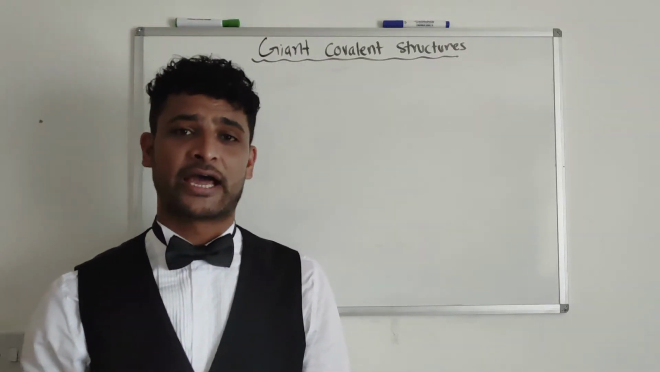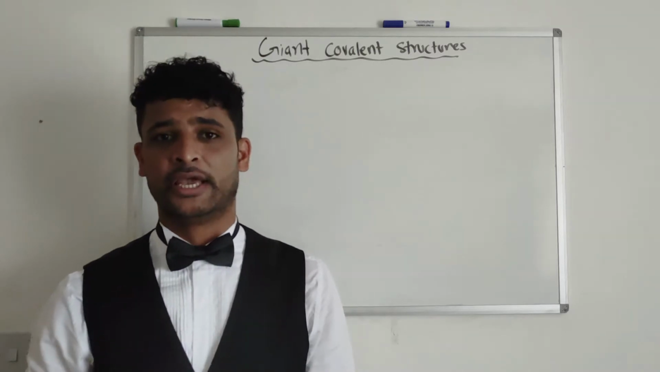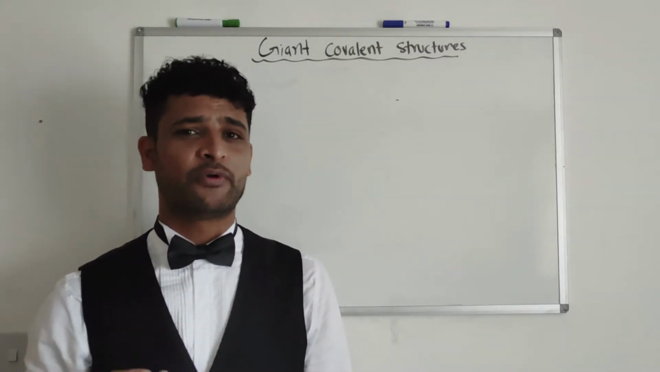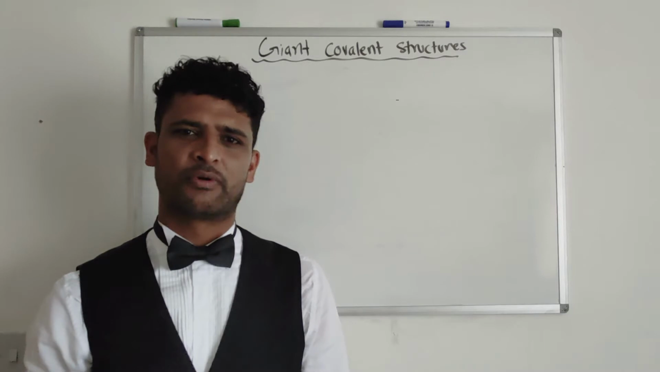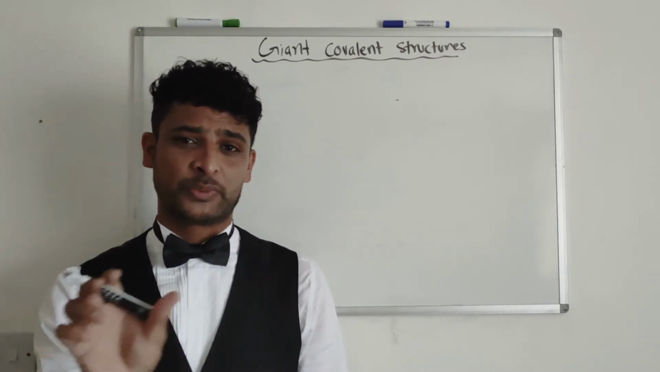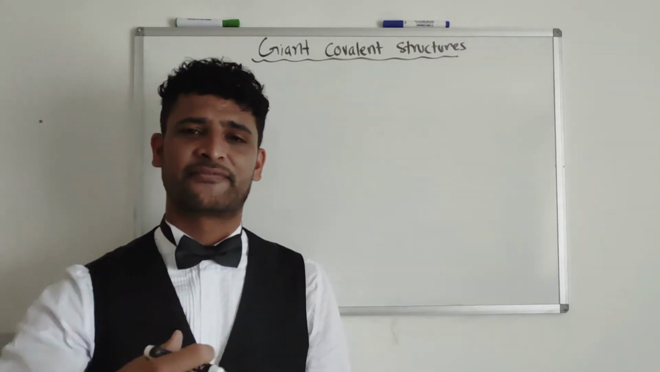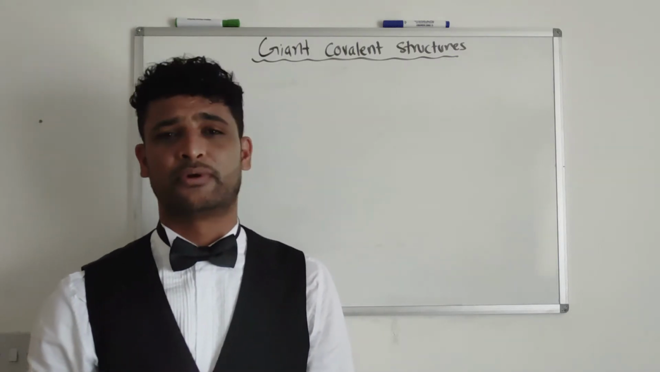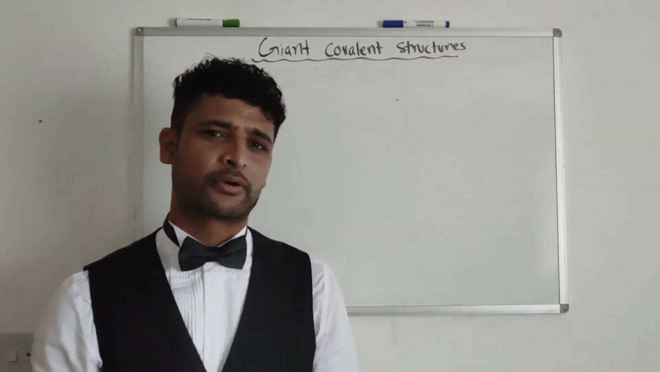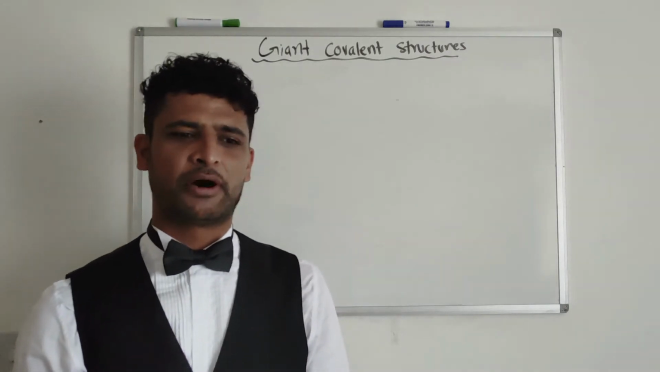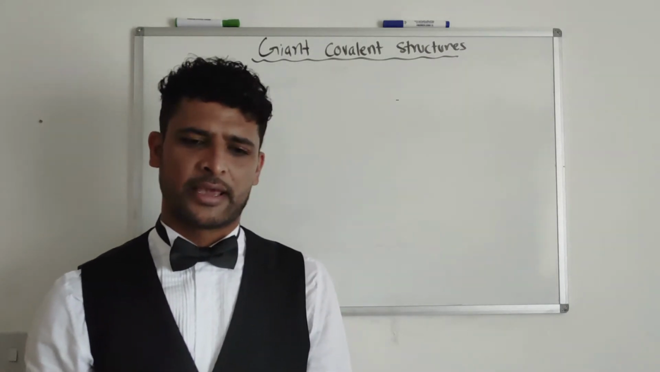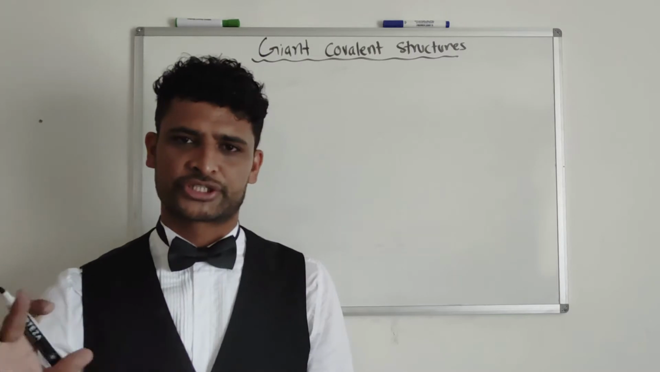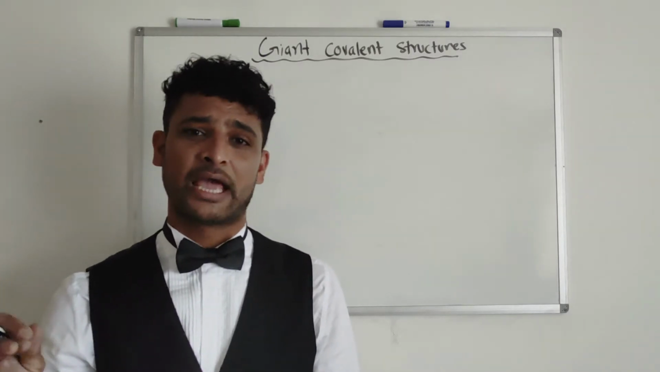Today we're going to look at the giant covalent structures. You remember in the previous video I have already explained how covalent bonds are very strong between the atoms, but intermolecular forces are very weak, so they have a very low melting point and boiling point. Some of the giant covalent structures are made by the non-metals, but because they are making a joint structure, they have a high melting point and boiling point.